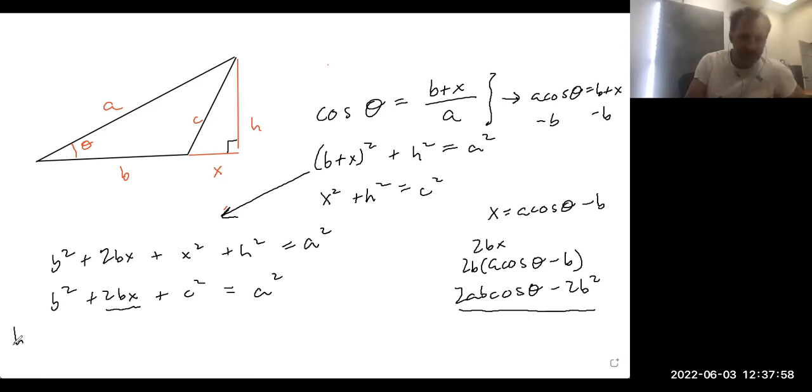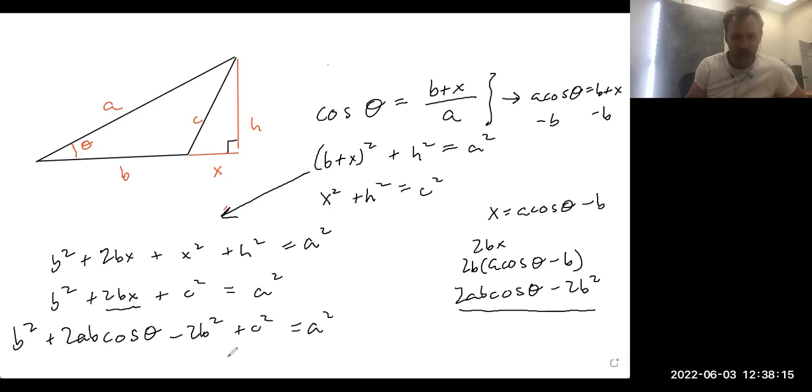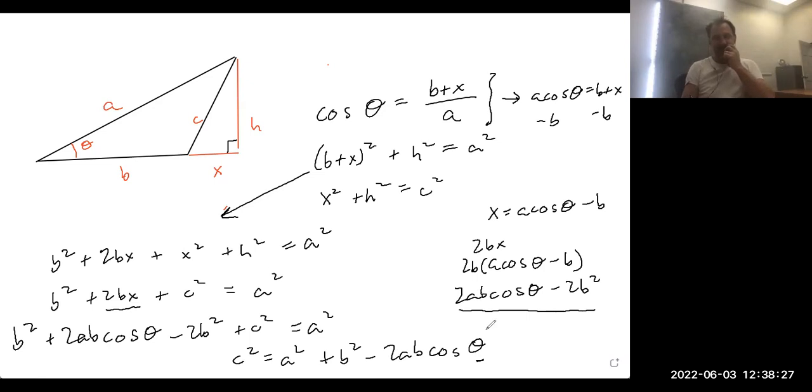Here we go. b squared plus 2ab cosine theta minus 2b squared plus c squared equals a squared. This turns into minus b squared. So I'm actually going to bring everything across to the other side except for c squared. c squared equals a squared plus b squared minus 2ab cosine theta. Theta is the angle between a and b. This is the law of cosines.